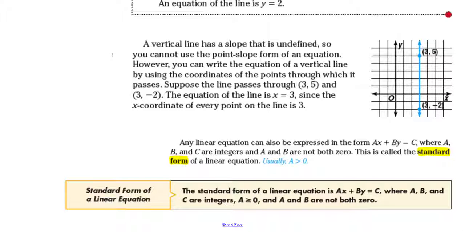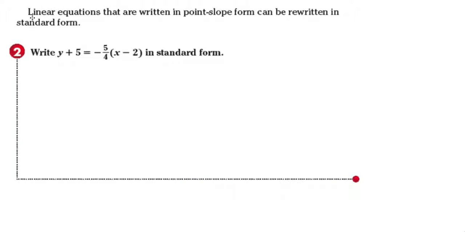So let's take a look at how this is applied in example number 2. Linear equations that are written in point slope form can be rewritten in standard form. So write y plus 5 equals negative 5/4 times the quantity x minus 2 in standard form. We want to put it in the form of ax plus by equals c. Let's see how we do it.